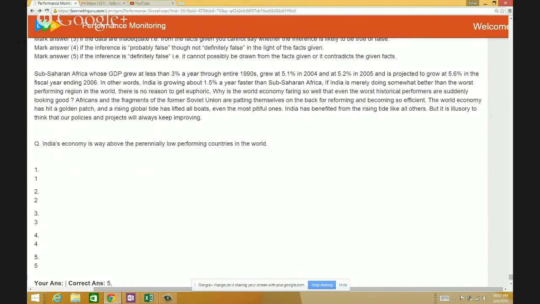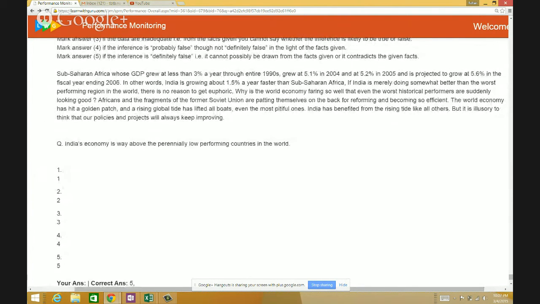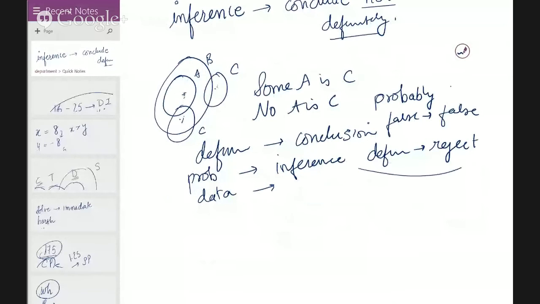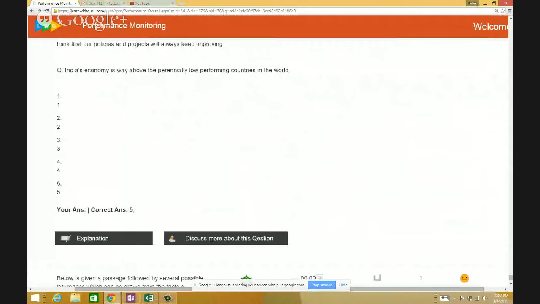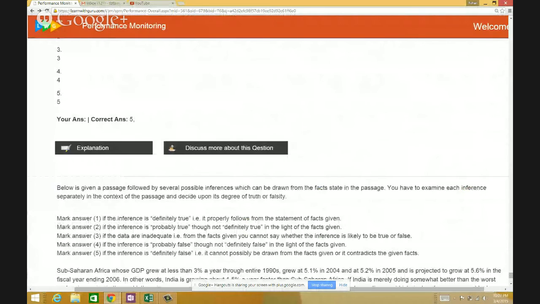Now let's look at the statement: India's economy is way above the low-performing countries. Here, what are they saying? India is just going 1.5 years faster, merely doing something better. Since it is not giving any facts, it's actually going the other way around. You can definitely reject it and say the data is inadequate. So it's definitely false, you reject it. Let's look at this again.